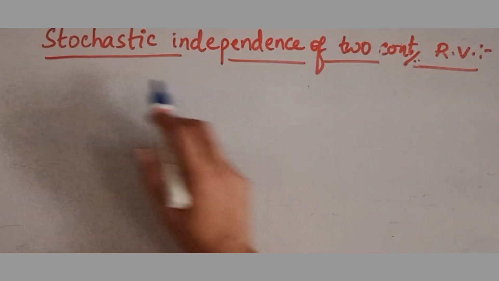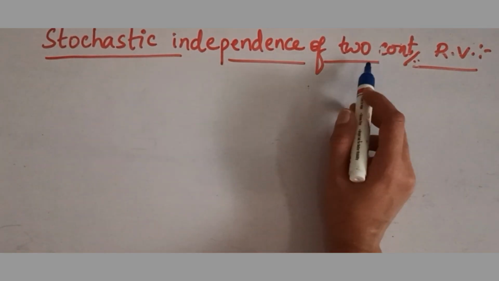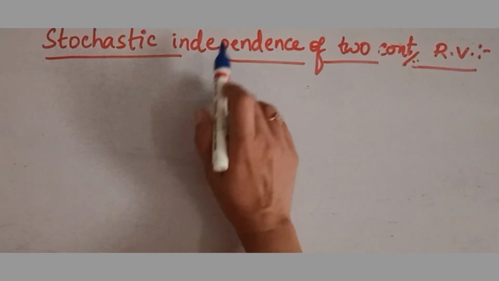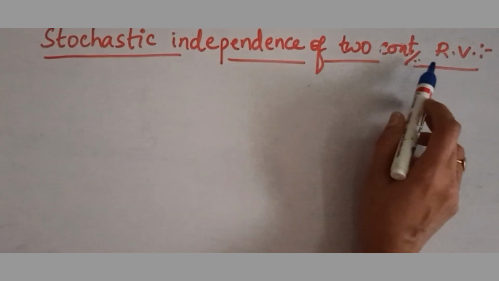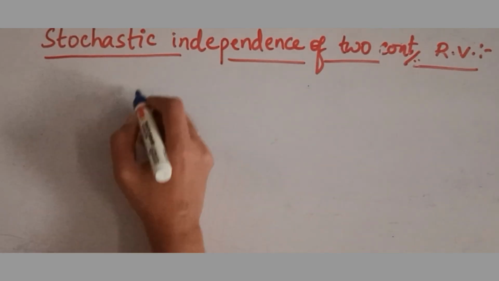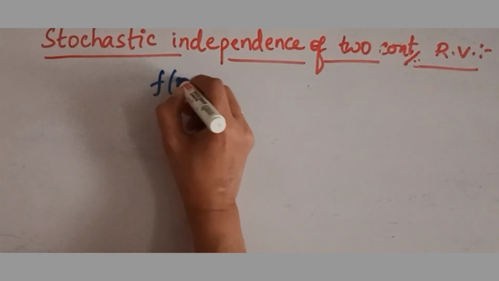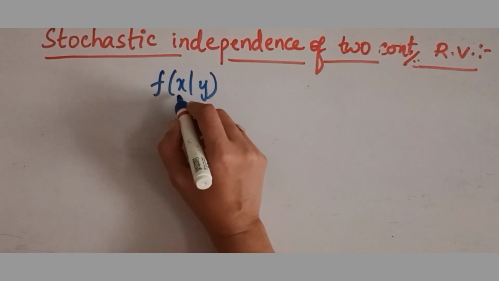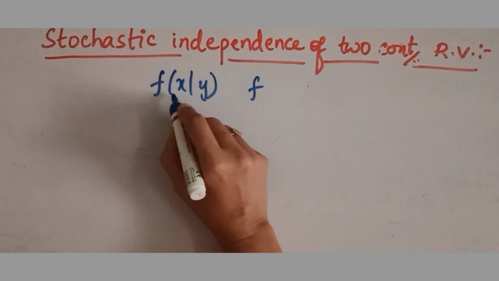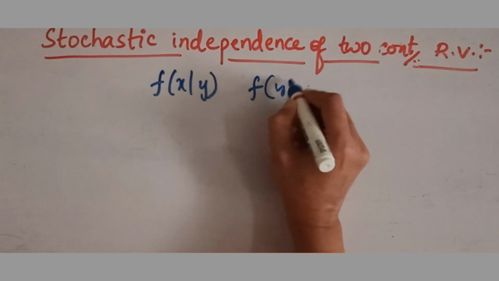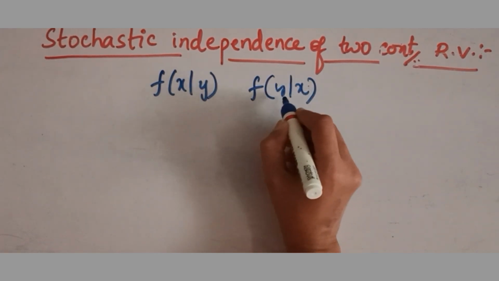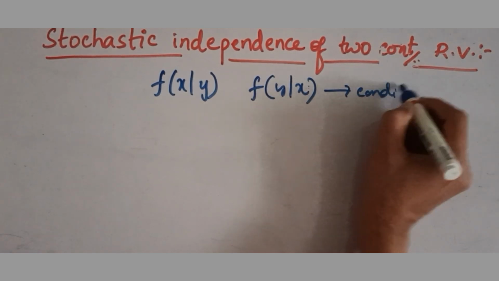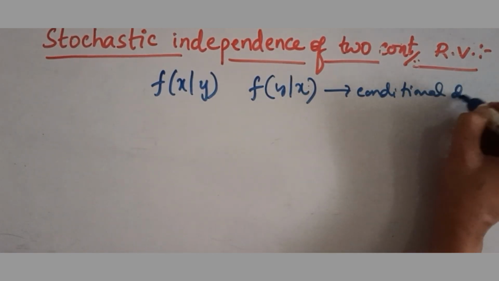Now about stochastic independence of two continuous random variables, or else you can say just when two random variables are independent. So we know that f of x given y is the conditional density function of x given y, and f of y given x is the conditional density function of y given x. These are conditional density functions.